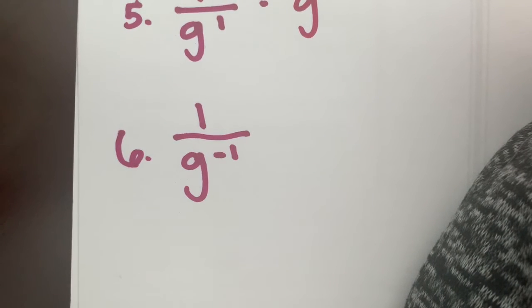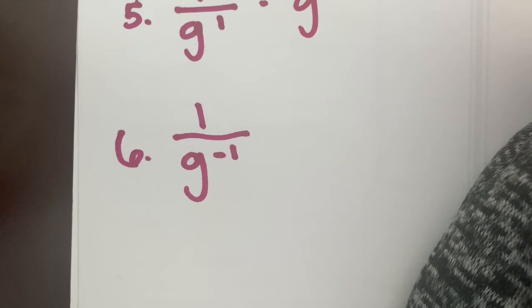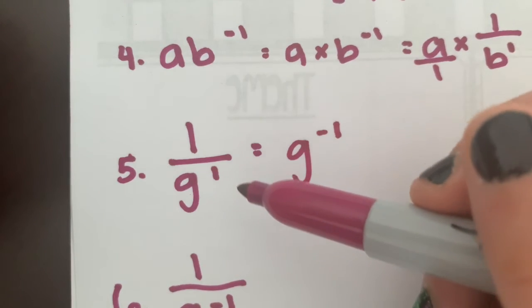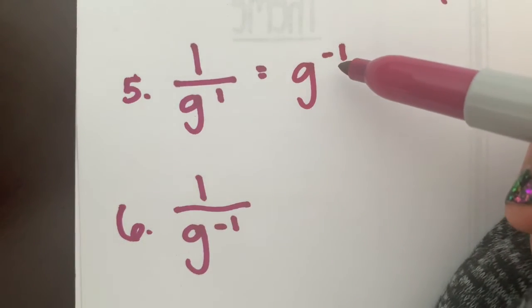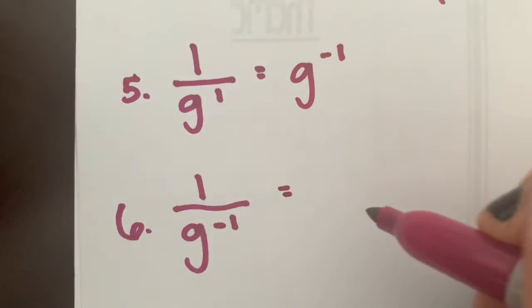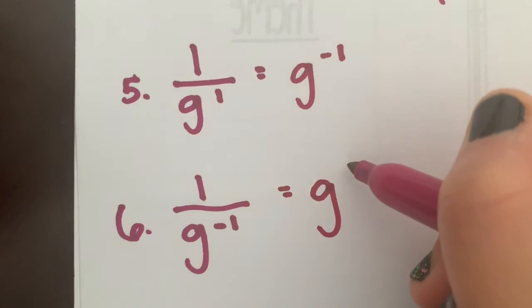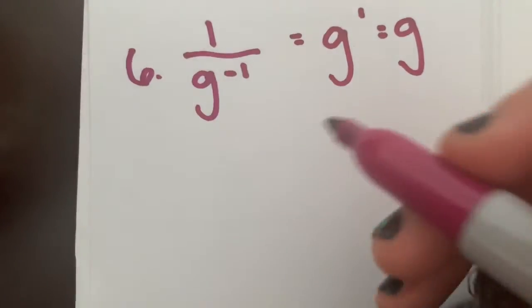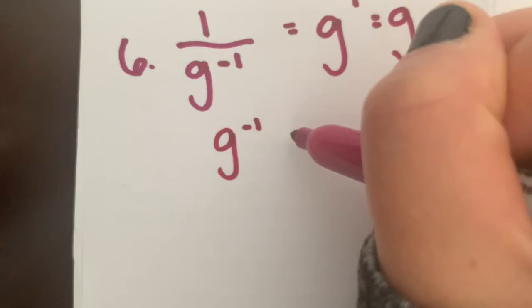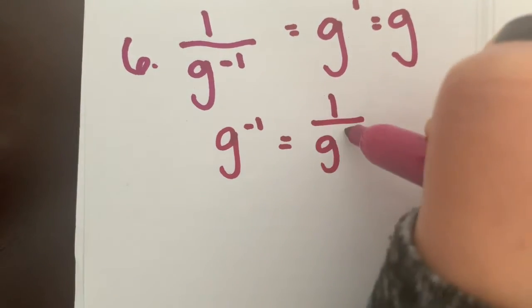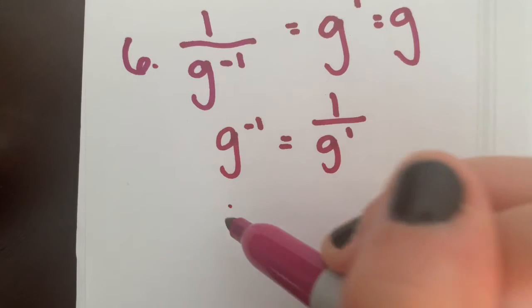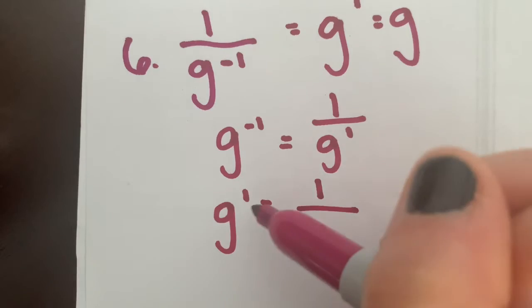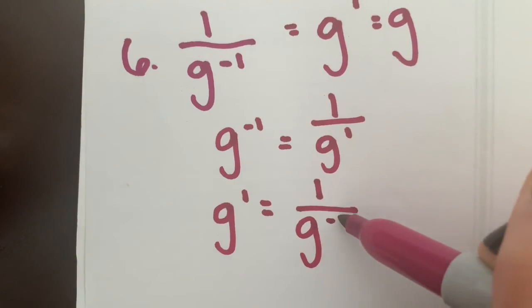But what about this one? It's 1 over g to the negative 1. Well, it's the opposite of this, which means this number is positive. So it should be g to the first power, which is g. Why is that? If g to the negative 1 equals 1 over g to the first power, then for 1 over g to the negative 1, you have to do the opposite. It needs to be g to the positive 1.